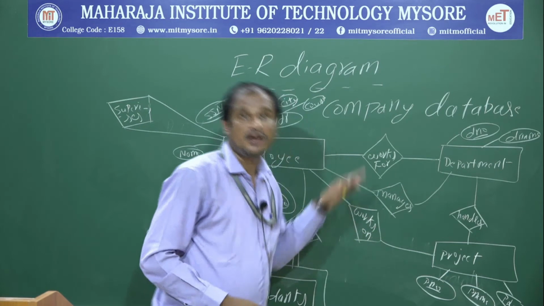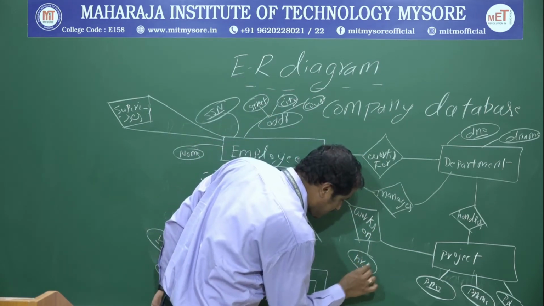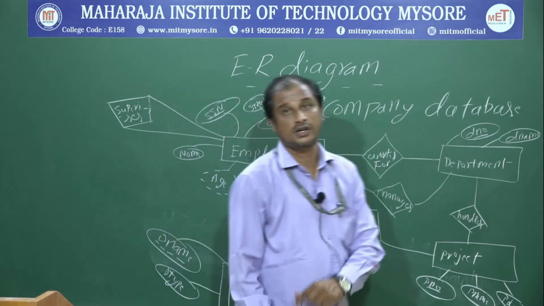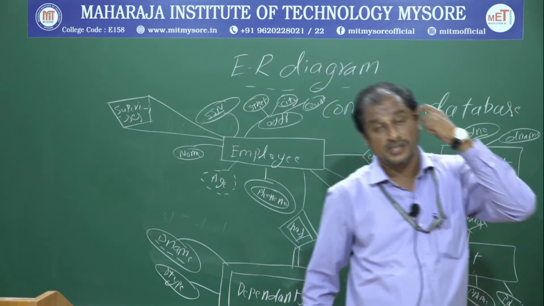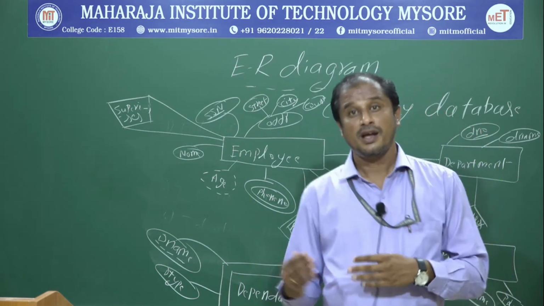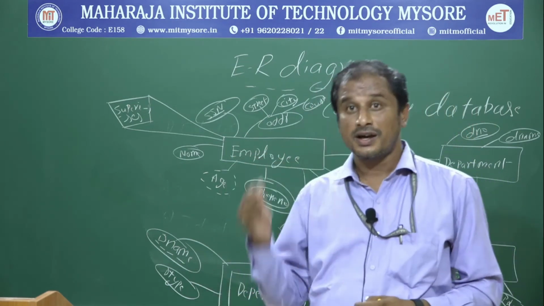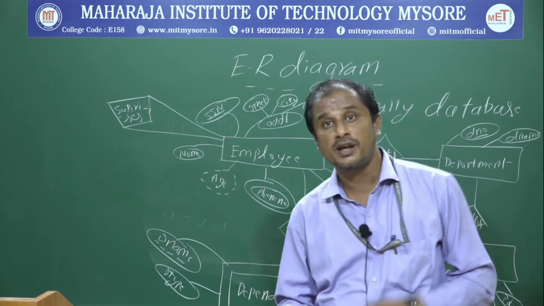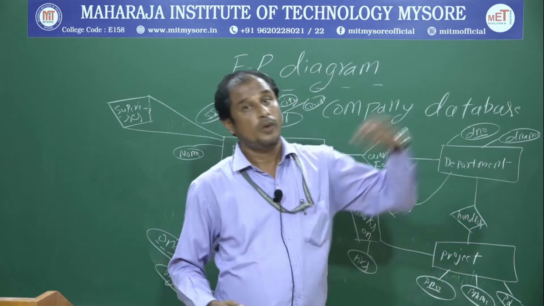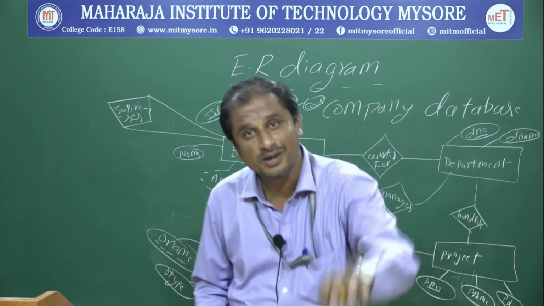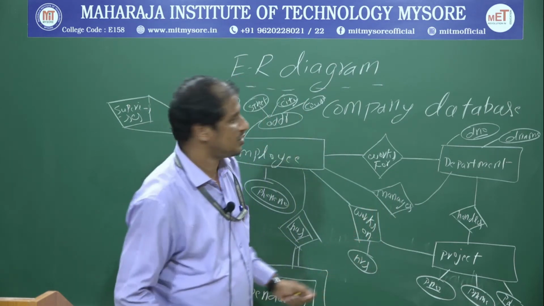Identifying attributes for the relationship: the works-on relationship, so how many hours I can work on a particular project. For a particular employee, how many hours? For example, I am working on the project called ERP, the enterprise project. So in a day, how many hours am I working on ERP? Myself, an employee working for ERP with my team, for how many hours in a day. So that defines hours for the relationship.